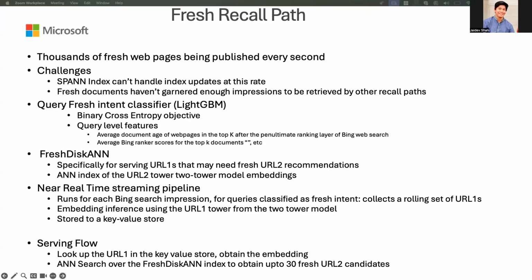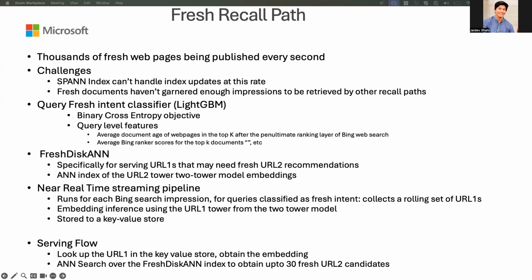So as you can imagine, there's thousands of fresh web pages being published every second, and we do need our recommendations to be more fresh aware. And so we recently also developed a fresh recall path, but the challenges here were that the span index that the two-tower model uses can't handle index updates at a fast enough rate. And also the fresh documents simply haven't garnered enough impressions to be retrieved by the other recall paths, like for example, CF or CoClick. And so as such, we have a three component process here.